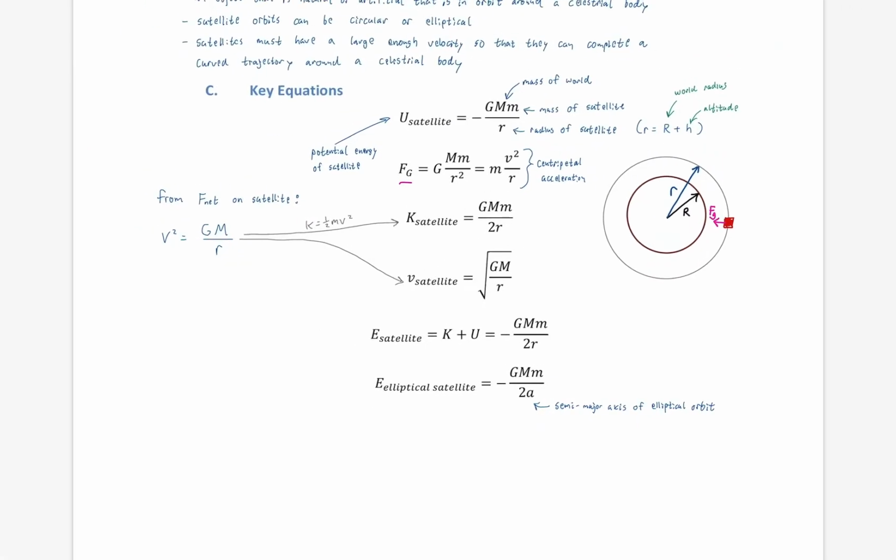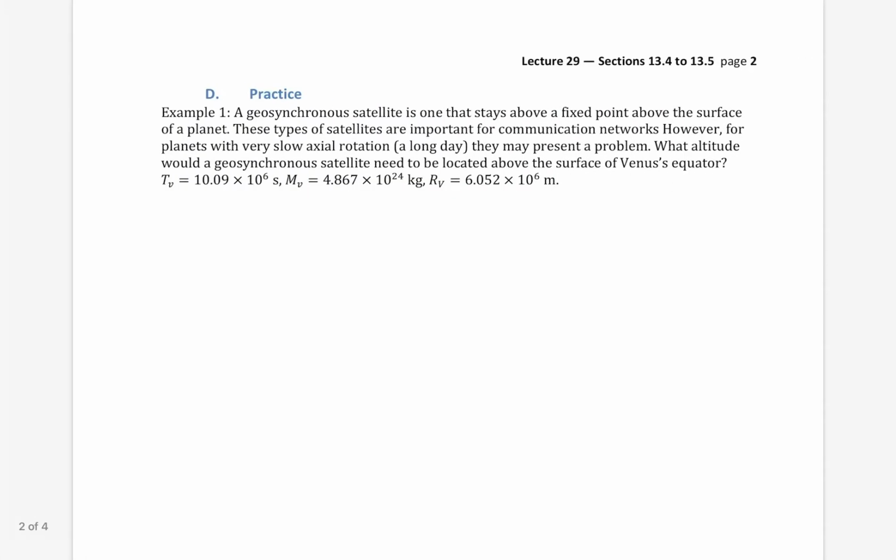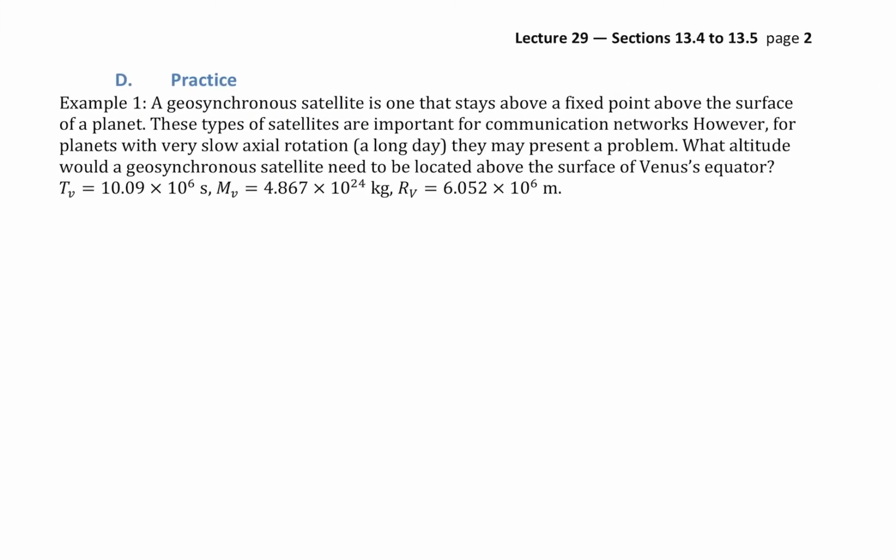Okay? All right, well, here are our key formulas. Let's get to some practice. All right, so in practice problem number 1, we're going to consider a satellite around Venus. Okay, so we're going to have a geosynchronous satellite, which is one that stays above a fixed point on the surface of a planet. These types of satellites are important for communication networks. However, for planets with very slow axial rotation, in other words, a very long day, they may present a problem. What altitude would a geosynchronous satellite need to be located above the surface of Venus's equator?